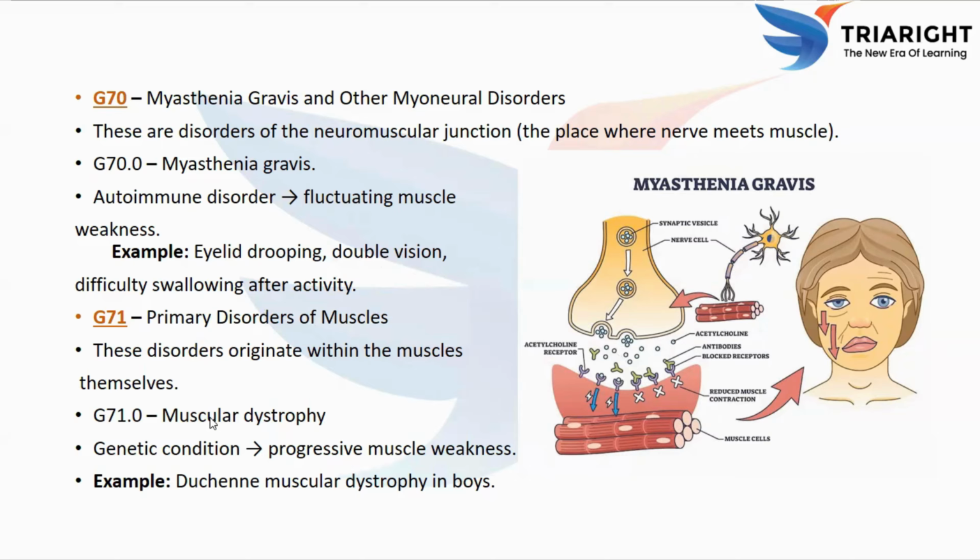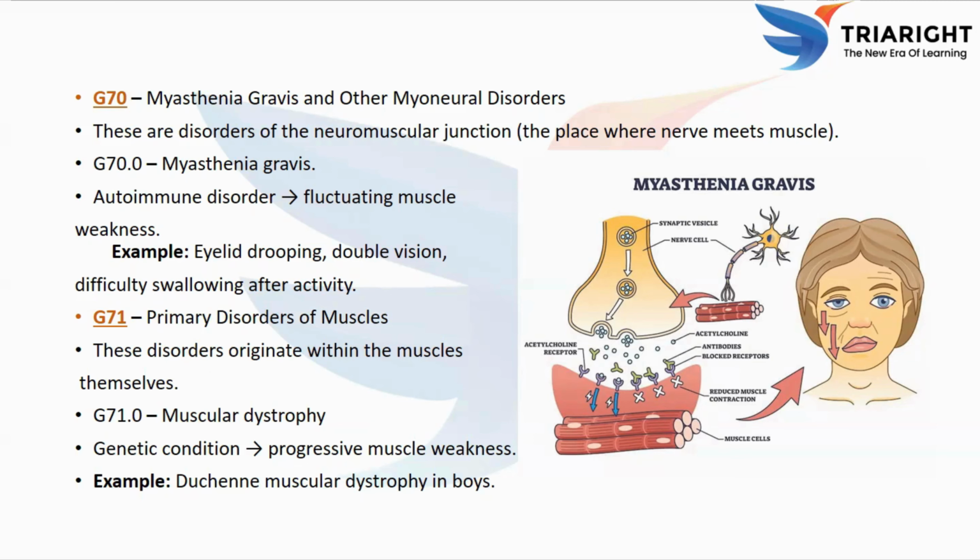For example, G71.0 muscular dystrophy. So what do you mean by muscular dystrophy? It's a genetic disorder causing progressive muscle weakness and also muscle wasting. In muscular dystrophy, muscles gradually lose strength because the muscle fibers are destroyed over time.